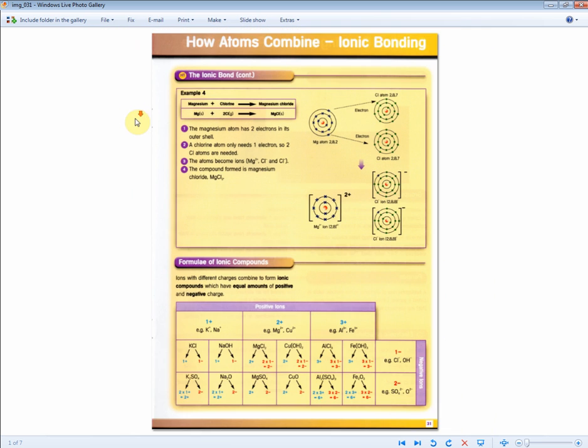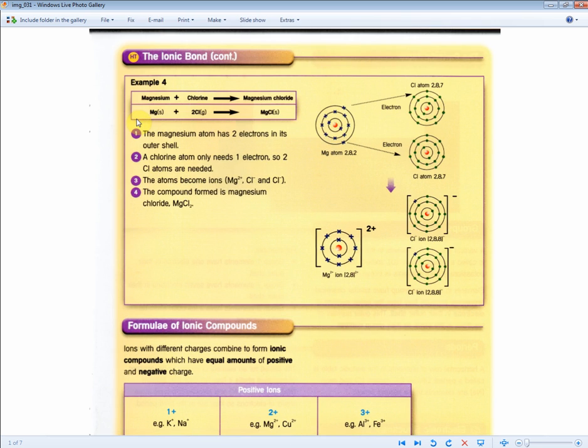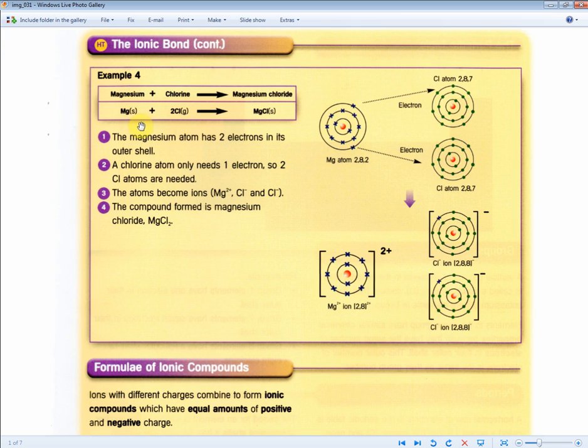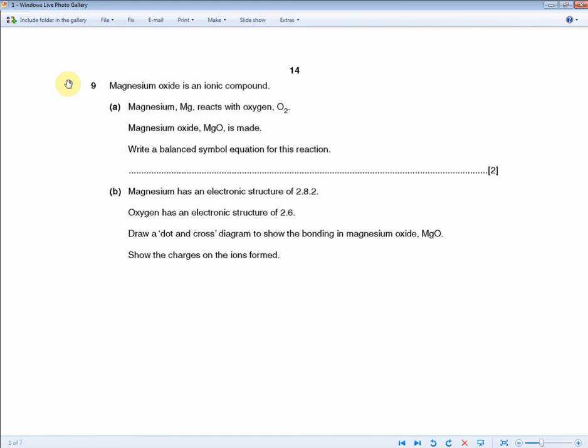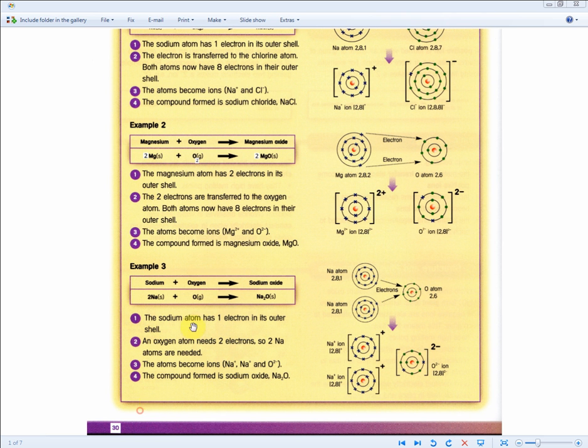And here's example 4 on ionic bonding, which is magnesium and chlorine producing magnesium chloride, and memorize this part of the dot and cross diagram as it is. It's very important. The question reads, magnesium oxide is an ionic compound. Magnesium, Mg, reacts with oxygen, O2. Magnesium oxide, MgO, is made. Write a balanced symbol equation for this reaction. So for 2 marks, they're looking for the symbol equation, and the second mark for the balancing of the symbol equation. So basically, you're being asked to recall this part of your memory.